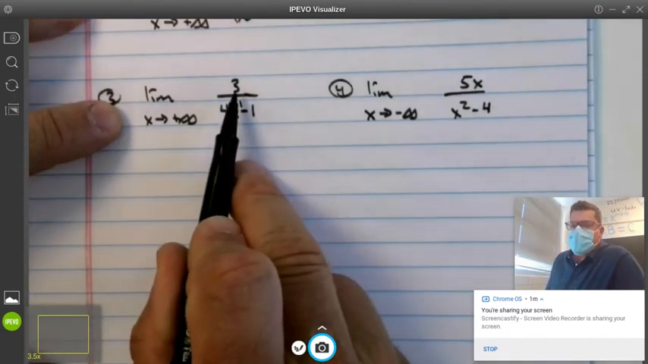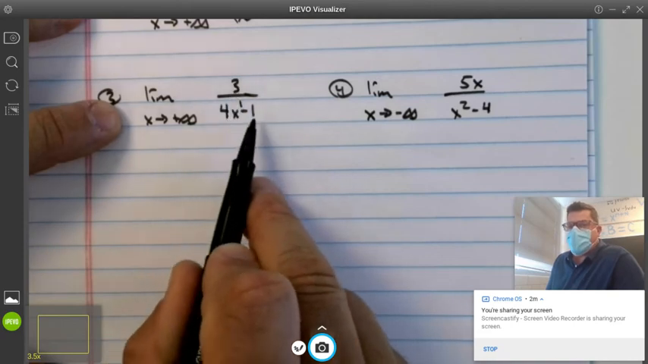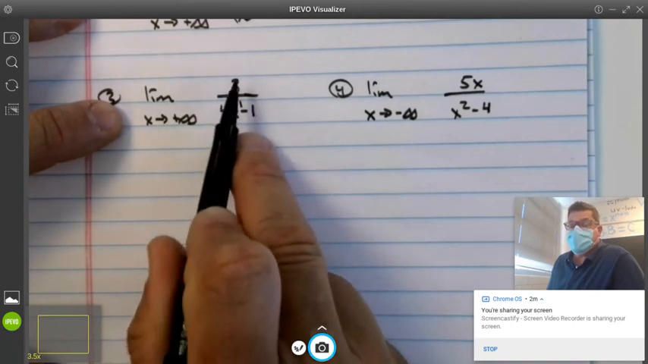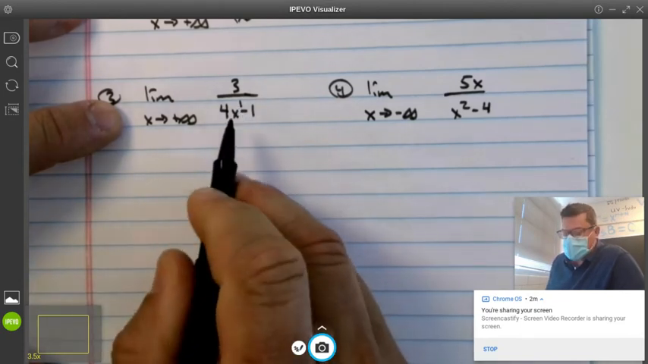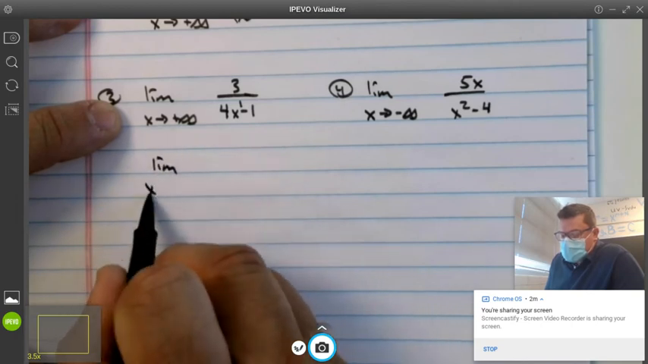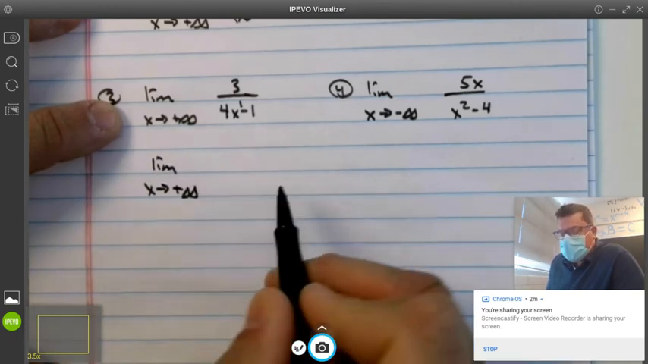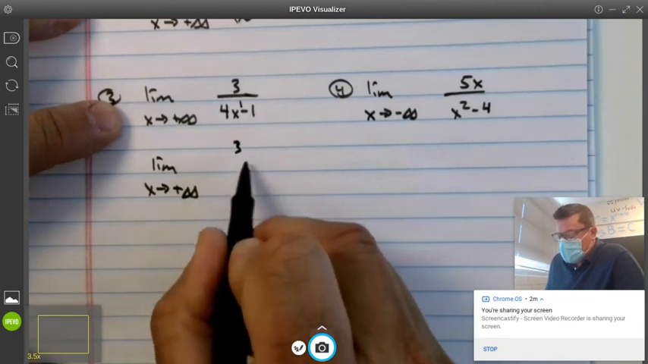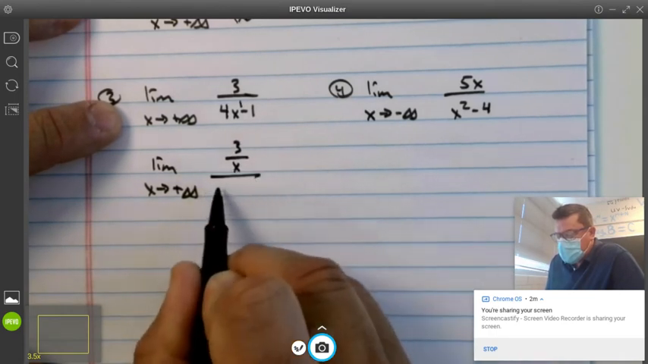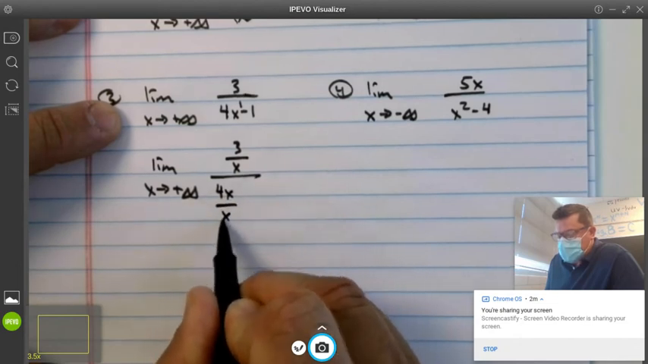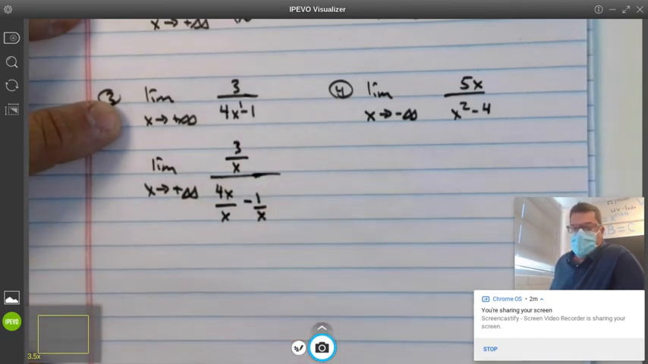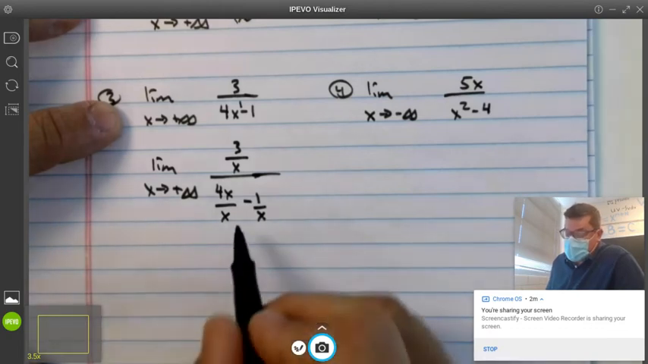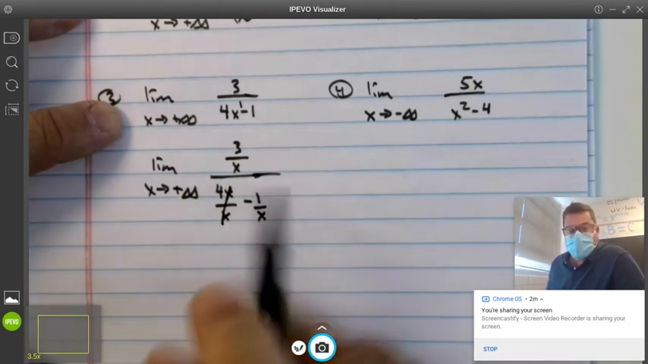Here's the technique that our book wants you to learn when finding the limits of these rational equations. Our book wants us to divide each and every term by the highest power of x in this entire problem. The highest power of x in this problem is x to the first. So the limit as x approaches positive infinity, dividing everything through by x to the first: 3 over x to the first, 4x over x to the first, and negative 1 over x to the first. So far, so good. Does anybody have any questions on that? Then they'll notice that this cancels. It's gone.